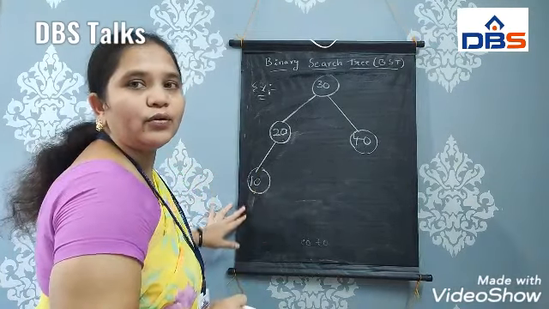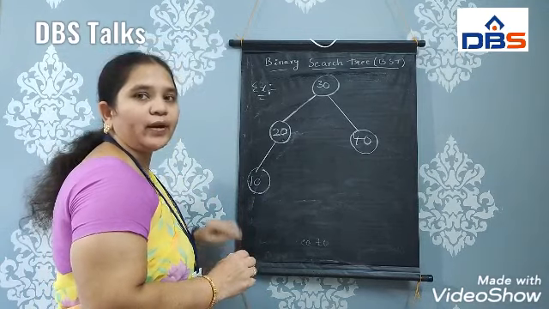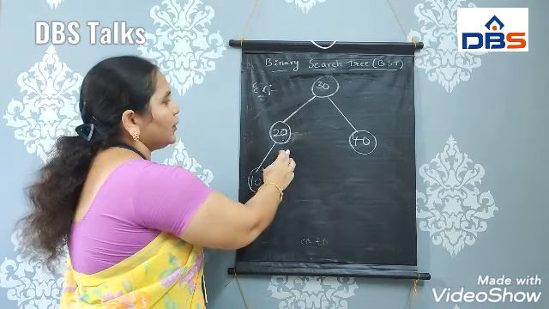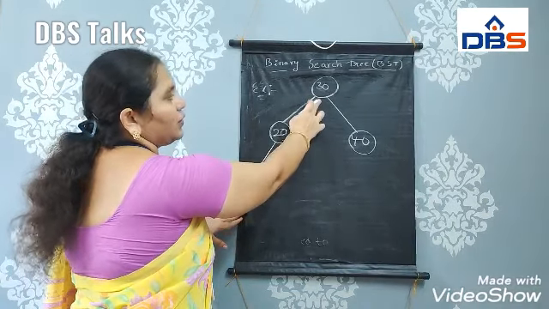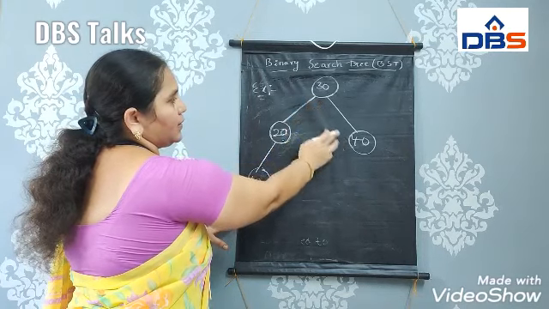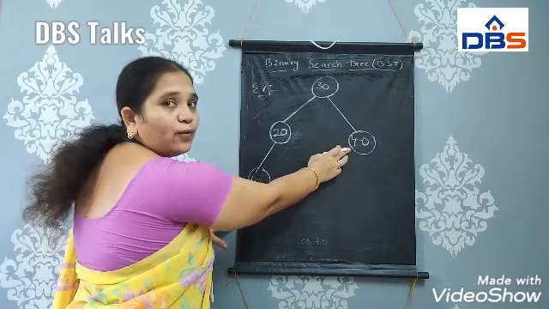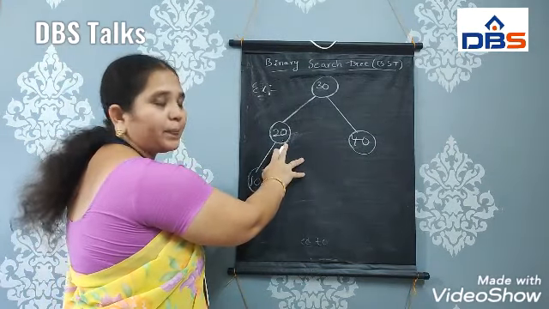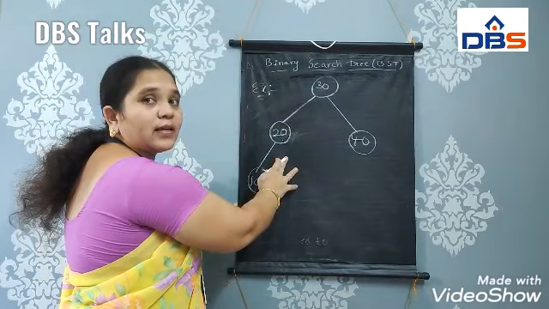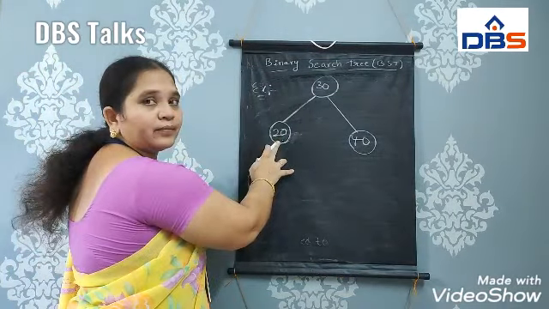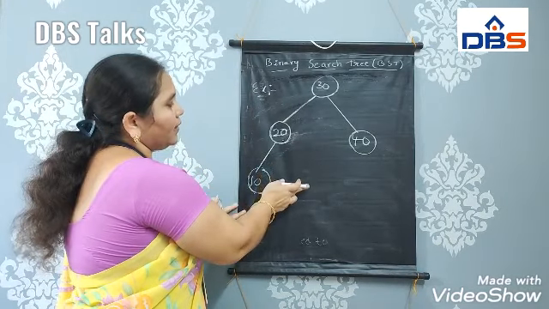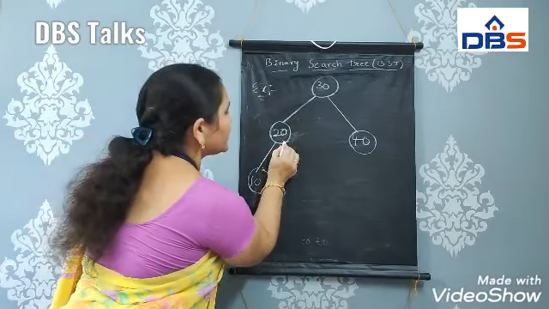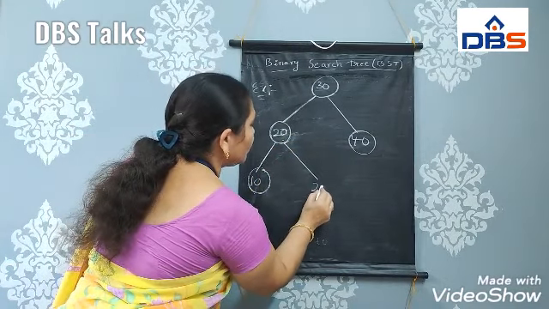Suppose I want to include another node, 25. Where do we need to include this? 25 is lesser than 30, and it is also lesser than 40. That's why we consider the left hand side subtree. 25 is greater than 20, so 25 is the greater value. That's why we include the node at the right hand side of the node 20.